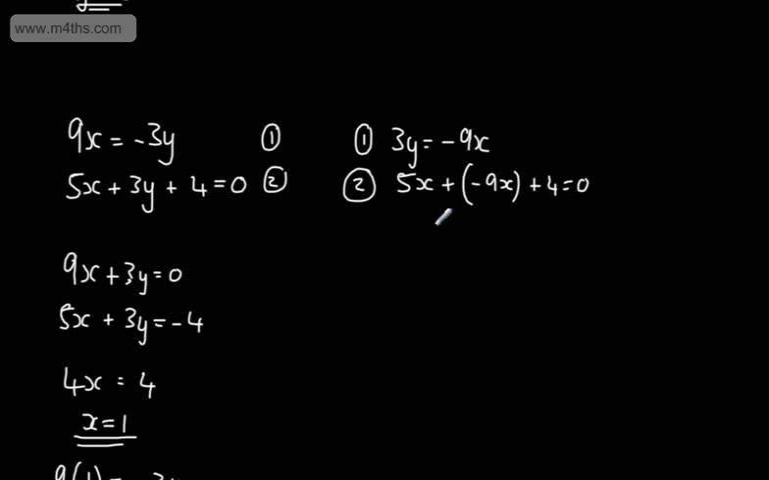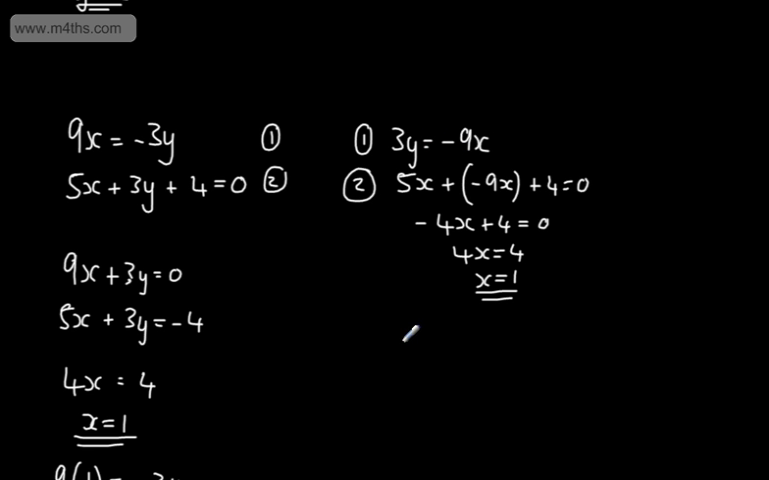So 5x minus 9x, we've got negative 4x plus 4 is equal to 0. So we can say 4x is equal to 4 and x is equal to 1. At this stage we can substitute in and again solve for y.